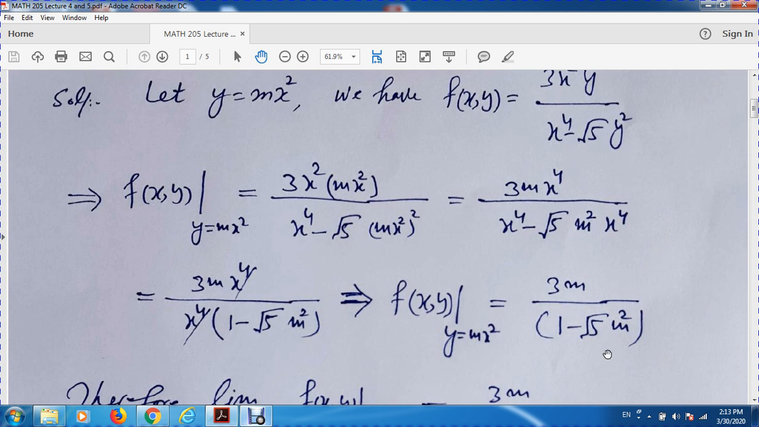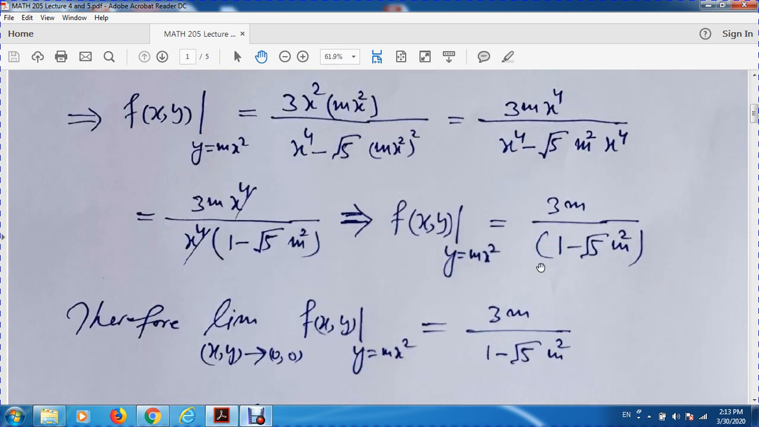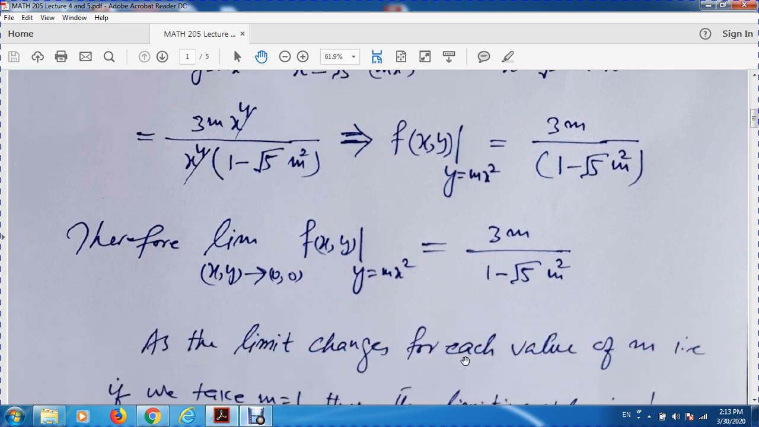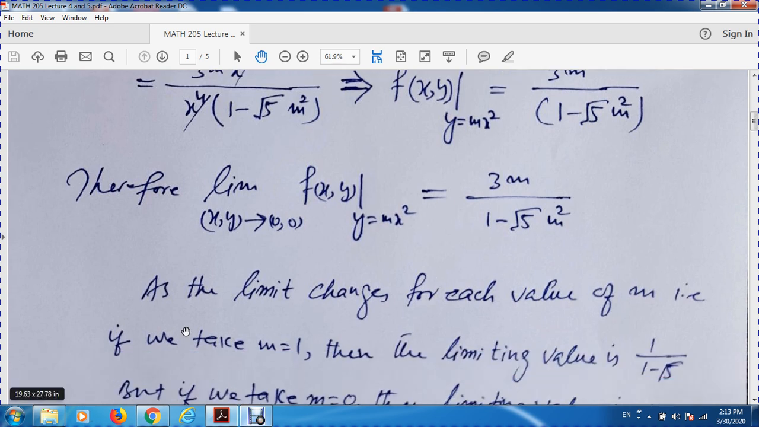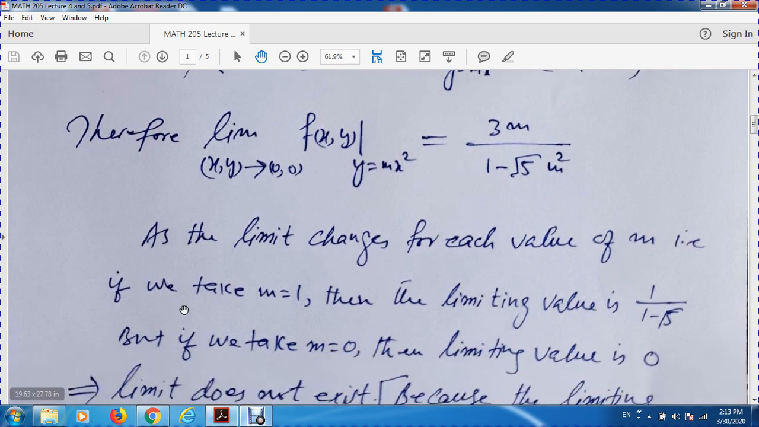Now you can see very clearly there is no x, there is no y, and even if you substitute limit (x,y) goes to (0,0), it will not change. So we will get this answer, 3m over 1 minus root 5 m square, and for different values of m we will get a different answer. So that is why we are saying the limit does not exist. I have also written here that the limit changes for each value of m. If we take m equal to 1, then the limiting value is this. But if we take m equal to 0, then the limiting value is 0, because 0 by 1 minus 0 is 0.